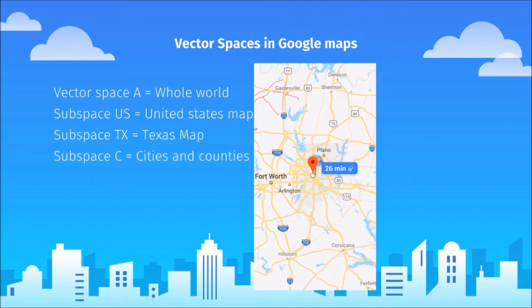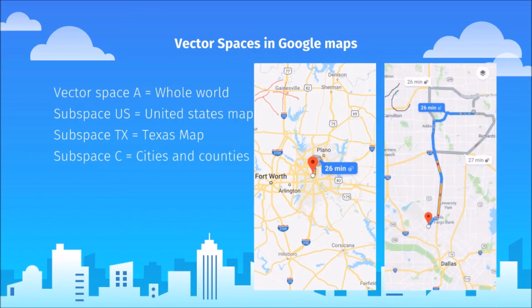And here on the images, I have a picture of, let's say, subspace TX. And you can see my destination is kind of there, but you can't see it clearly. If I zoom in one more time, I get subspace C, in which you can clearly see the route I need to take to get to my Taco Bell.